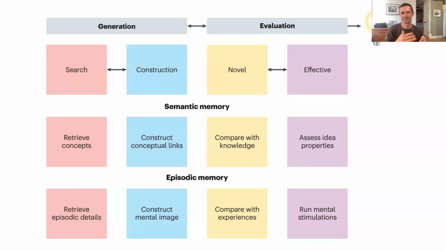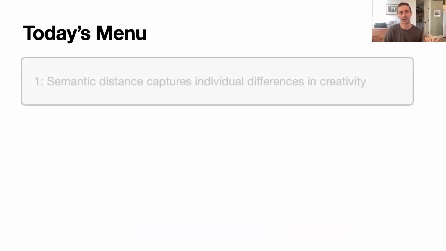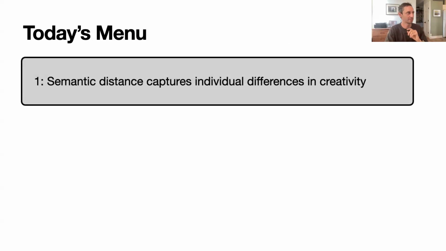We could imagine a scenario where you're presented with a highly novel idea, and in order to determine whether or not the idea will be effective, we need to engage in some kind of episodic future thinking to simulate the outcomes. So some of my research has touched on all these different boxes, but what I'll be telling you about today is mostly about how semantic memory relates to the generation of creative ideas. So today's menu, I'll give you three sort of snippets of research.